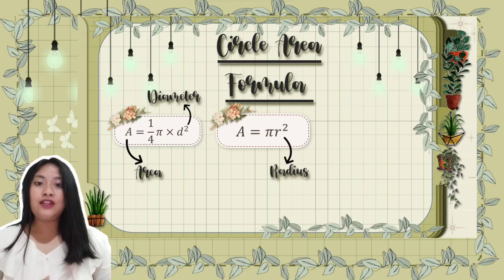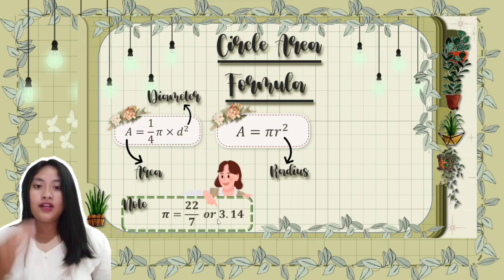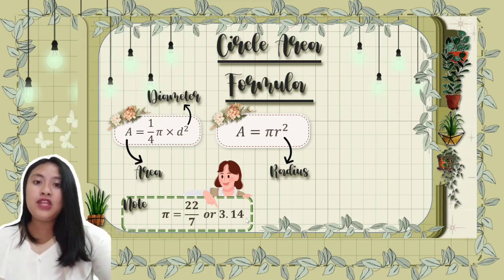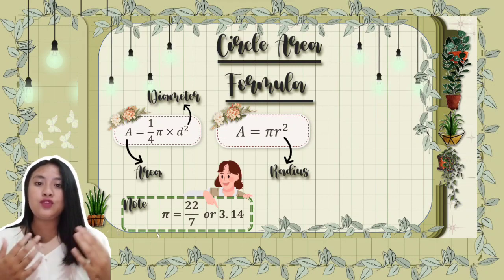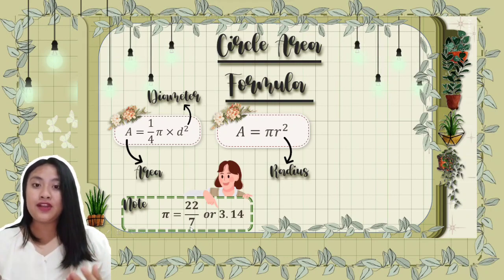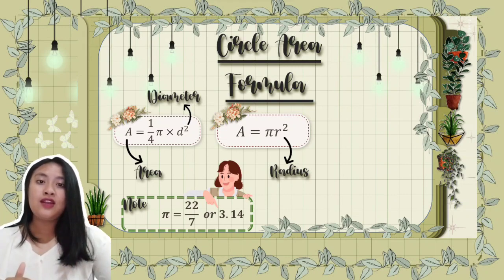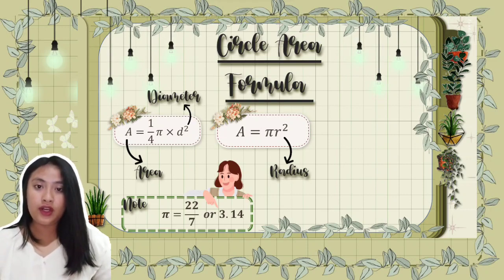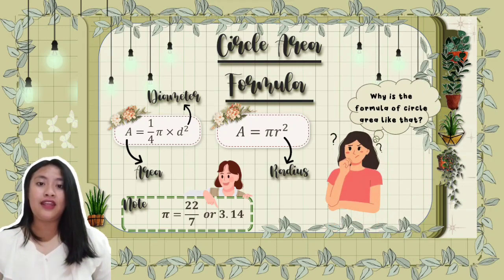Same as before, the value of pi can be 22/7 or 3.14. We use pi equal to 22/7 if the radius or diameter of the circle is a multiple of 7. Besides that, use pi equal to 3.14. Why is the formula of the circle area like that?